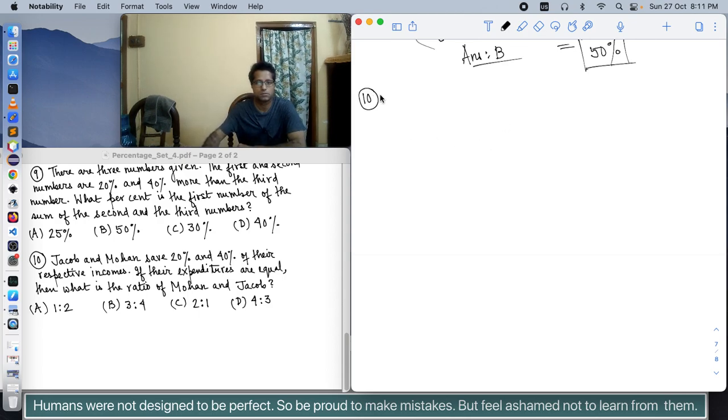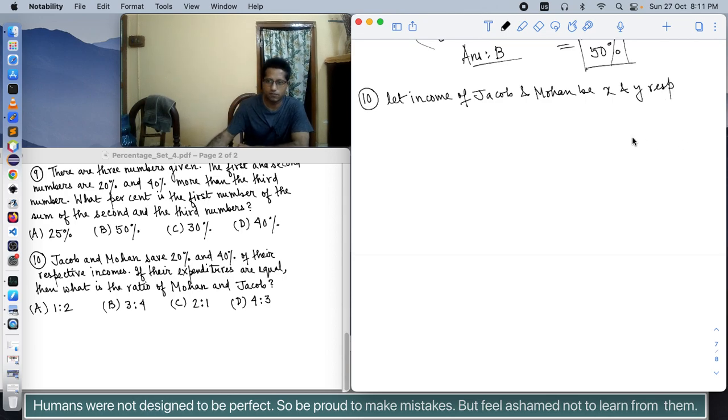Let's see. So let the income of Jacob and Mohan be X and Y respectively. So X is the income of Jacob and Y is the income of Mohan. So this implies, it says that Jacob and Mohan saved 20% and 40% of their respective incomes.